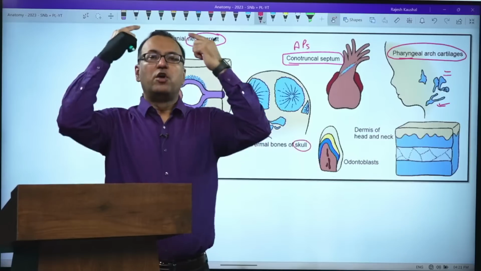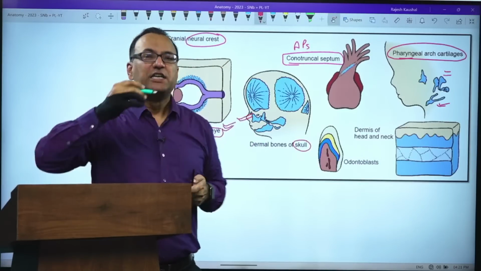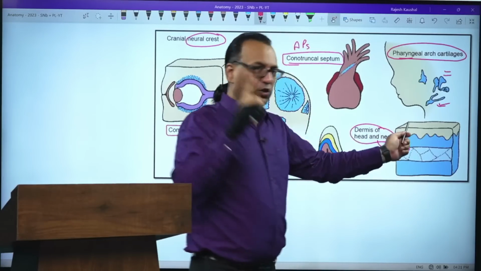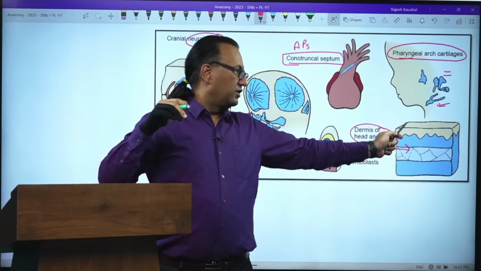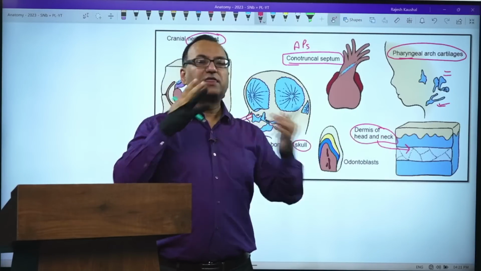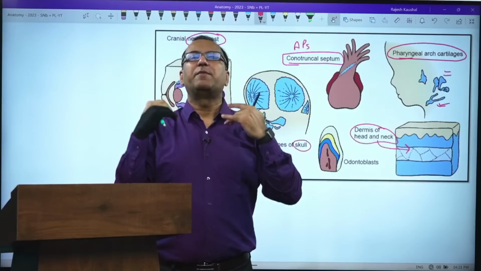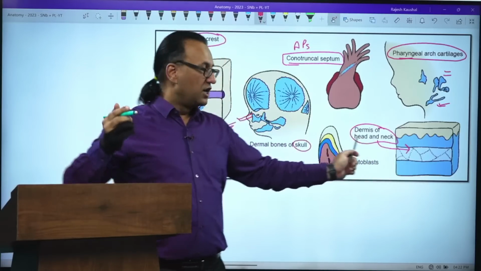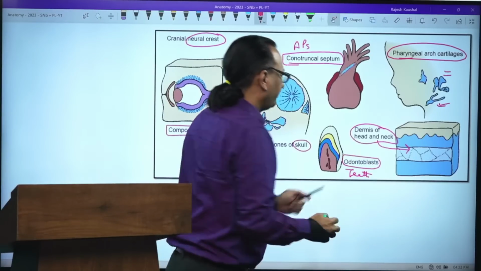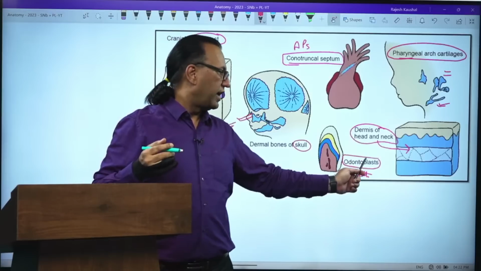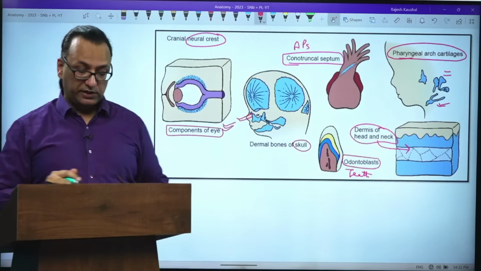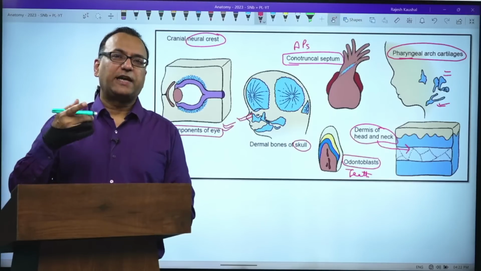Neural crest cell form most of the head and neck mesoderm like skin dermis. Below the epithelium you have, this is epidermis epithelium and below that is the dermis. So skin dermis in this region, or most of the mesenchyme here in this region is from neural crest cell. Neural crest cell also form odontoblast and the teeth. The teeth will have dentine. Dentine comes from odontoblast. Odontoblast will come from neural crest cell. So these are the derivatives of neural crest cell. This is what I wanted you to understand.